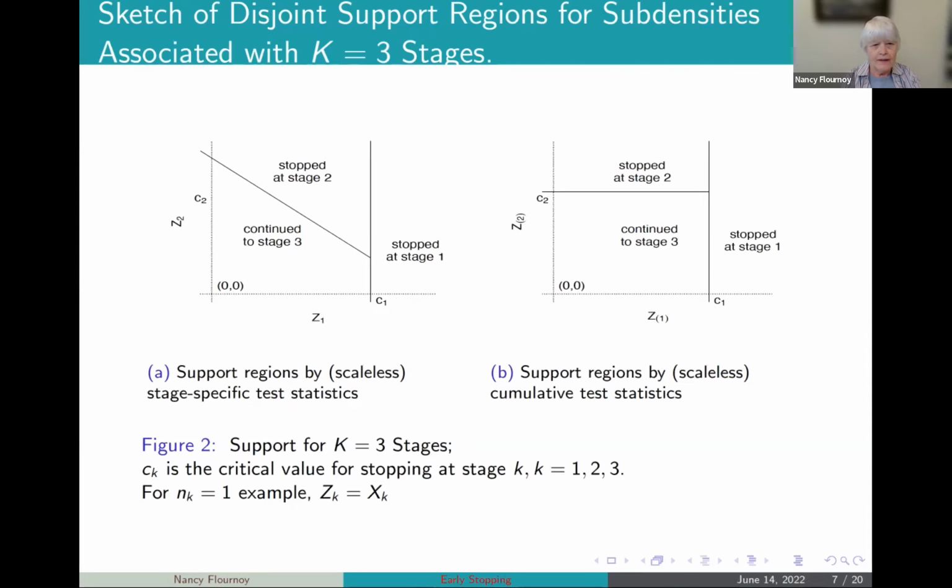You might think of doing your statistics conditional on having, well, you could have stopped at stage 1, in which case you've really just got this little piece of R1. You could stop at stage 2, in which case your sample space is this region, and if you continue to stage 3, it's down here. So each of these are disjoint sample spaces.